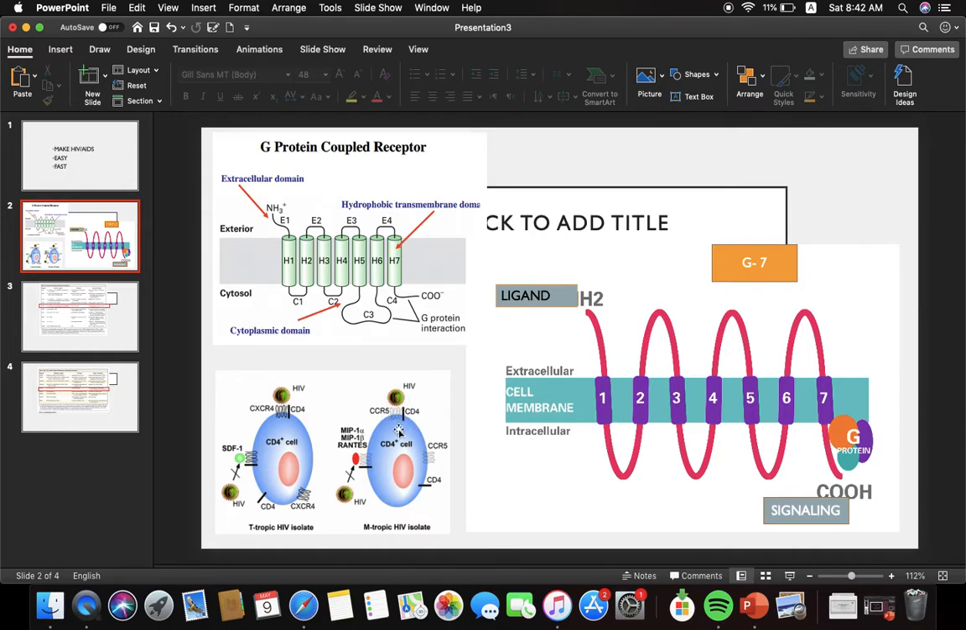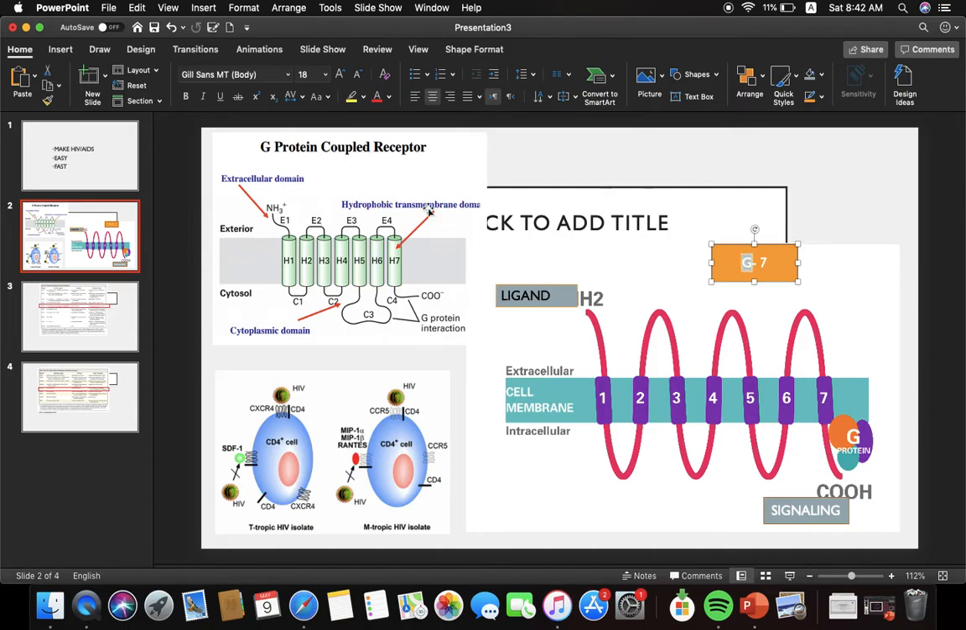So the chemokine receptors are divided into two, and it is clinically significant to understand the difference between the two receptors, because it relates to disease resistance and the disease itself. So let's start with the structure first of all. Here you can see it's a G7. G7 means a G protein coupled receptor.